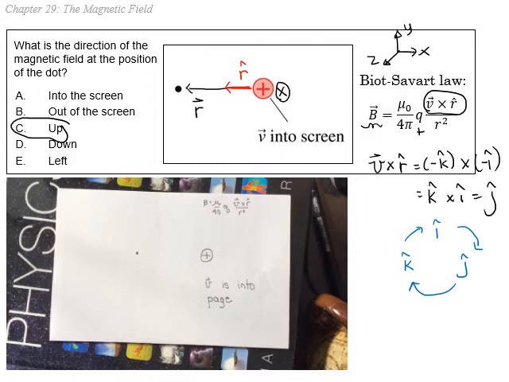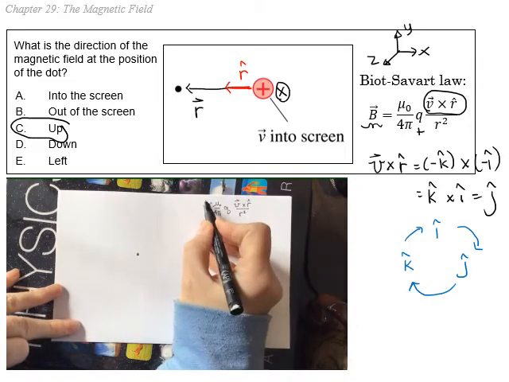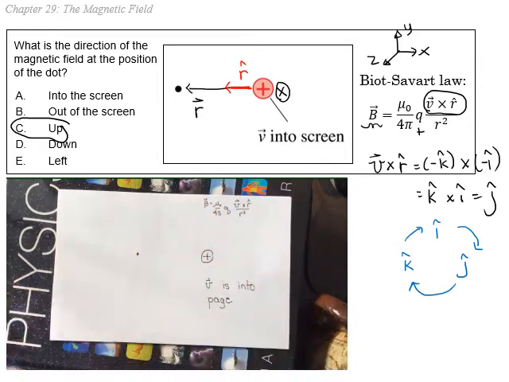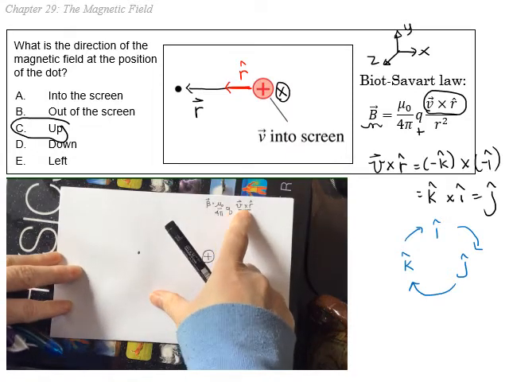You can also do it with the right-hand rule. To find the direction of the magnetic field using the right-hand rule, we see that our vector B is given by mu naught over 4 pi q V cross R hat over R squared. So the direction of B, if we have a positive charge, is going to be the same as the direction of V cross R hat.